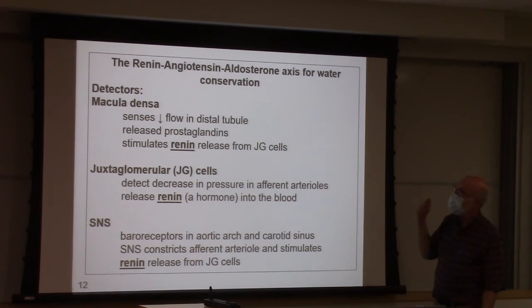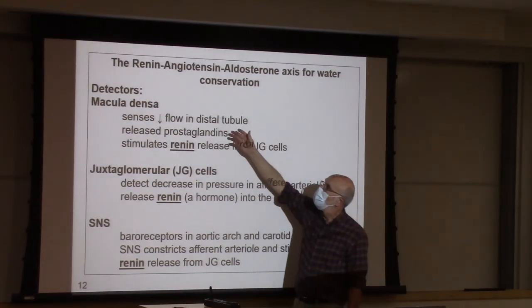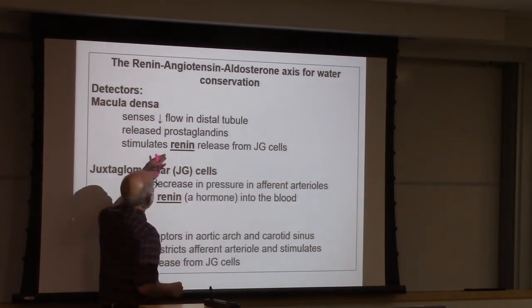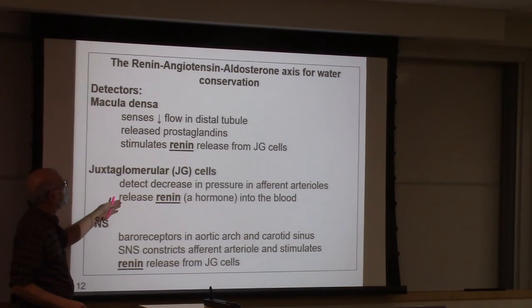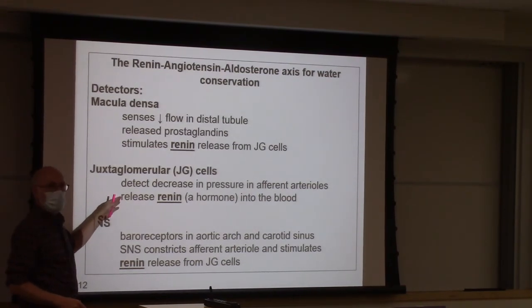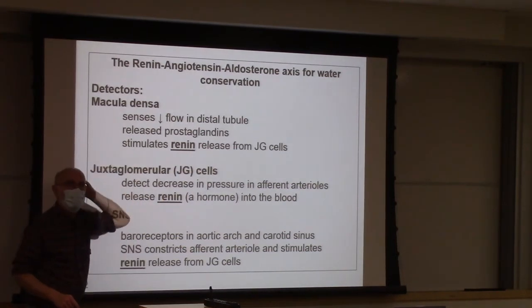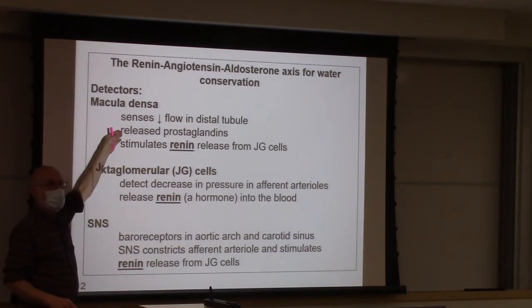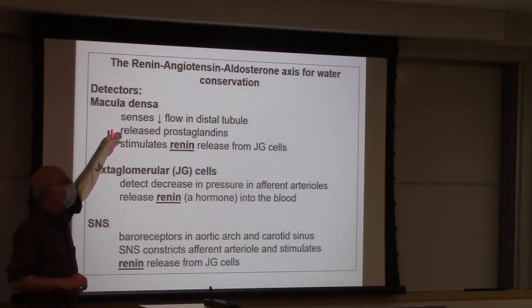So here's just the word version of it. Macula densa stimulates the juxtaglomerular cells to release renin. Did I give you the slide as a handout? So you can cross out prostaglandins. I'm not going to ask you to know that prostaglandins are part of the story. Just trying to simplify things because we're going so fast.